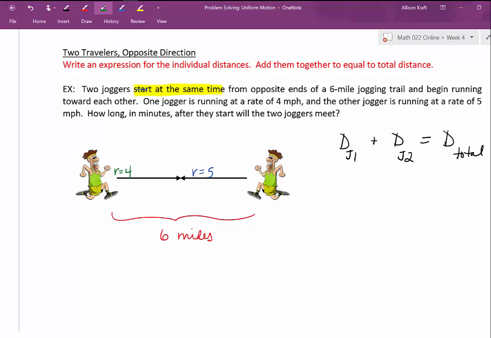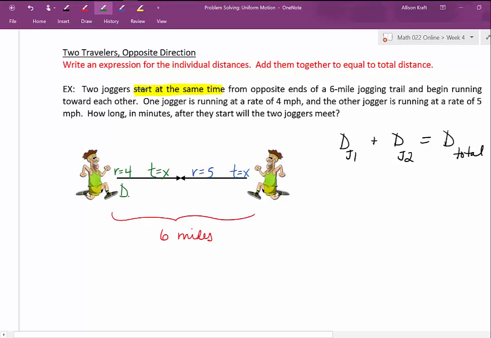Therefore, the time that they're running is the same. We don't know what that time is. We're going to have to use a variable, but since they're the same, we can use the same variable. I'm going to use x for each time. You can never use the same variable for two different quantities unless you know that those two quantities are exactly the same.